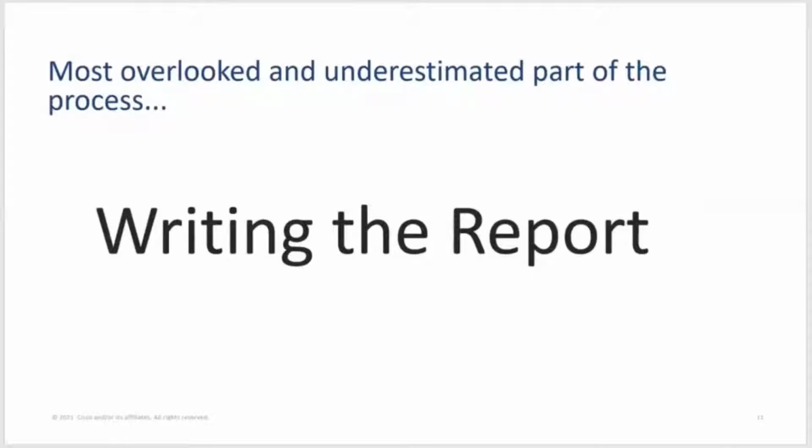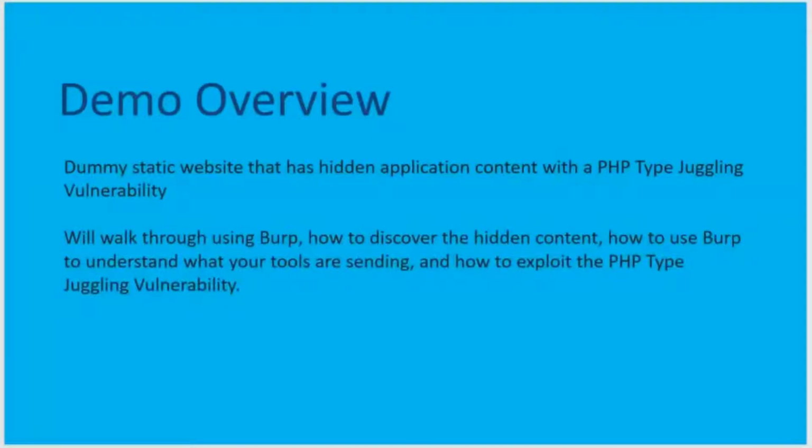So at this point, I'll just discuss what the demo is, and then I'll take a brief pause for questions and answers. So I created a quick static website that has a hidden application, and that application has a PHP type juggling vulnerability. I'll discuss what a PHP type juggling vulnerability is after we get to that point.